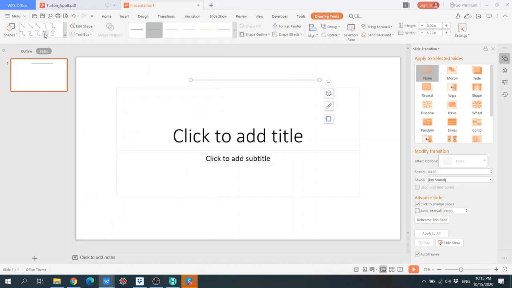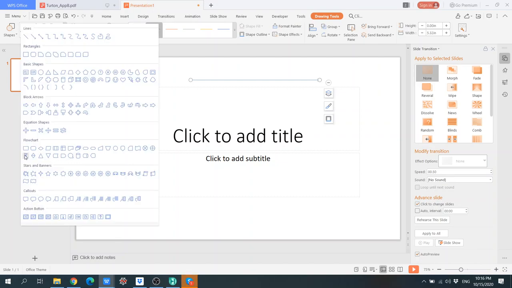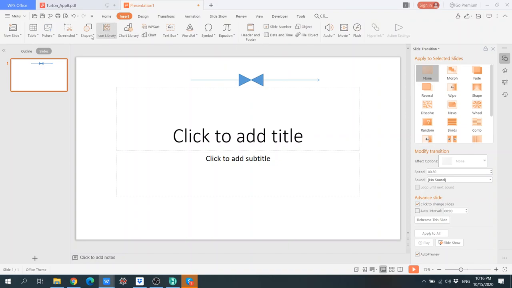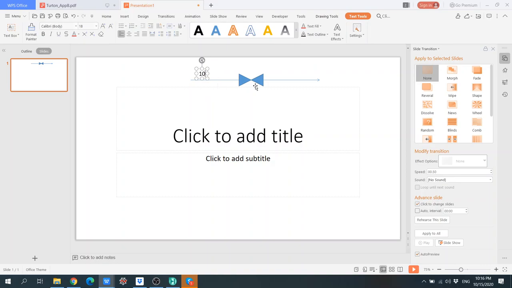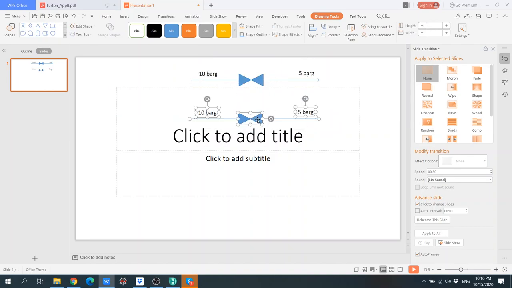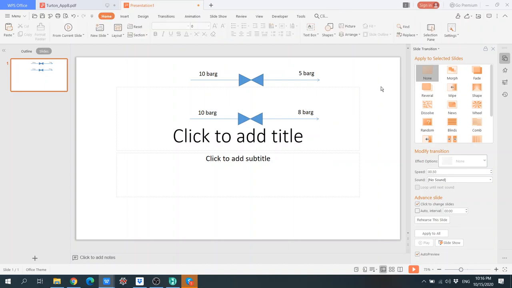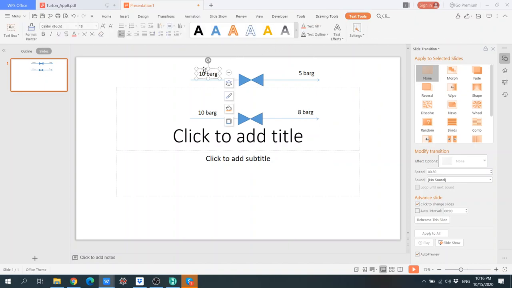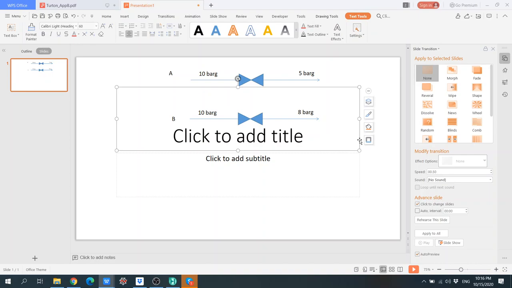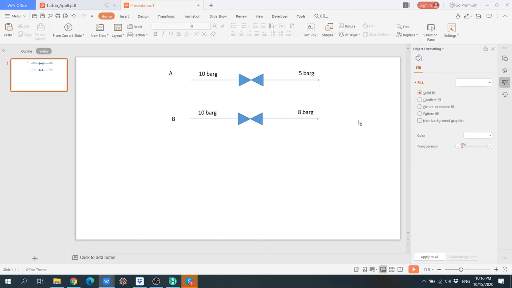So we have a line and we have a valve. Where is the valve? Valve. And then it's 10 bar. Then I copied this and put it there, so this is then 8 bar. This is A, and this is B. Now, A and B, which one has the higher flow rate flowing across the valve?